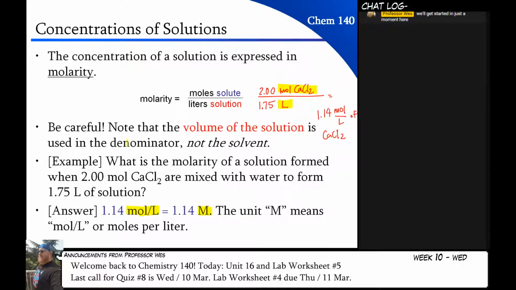Be very careful about that because capital M is also the unit for mega, so 10 to the 6, and capital M in molarity is very different than the mega unit.